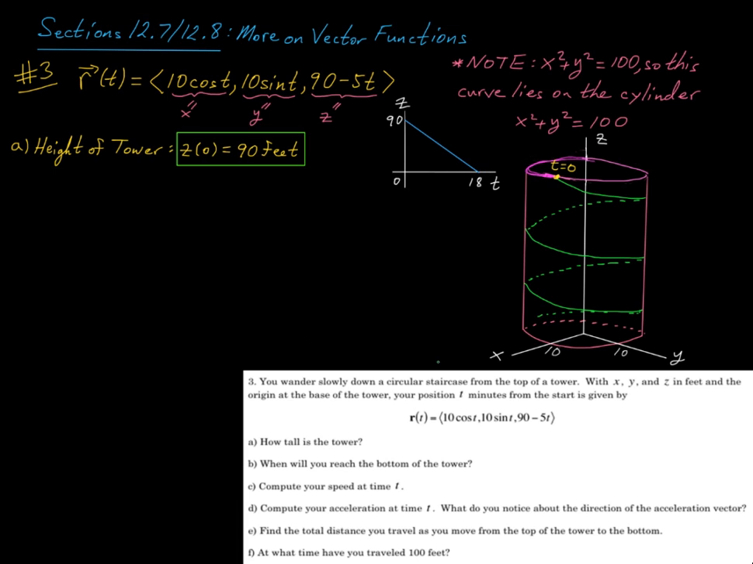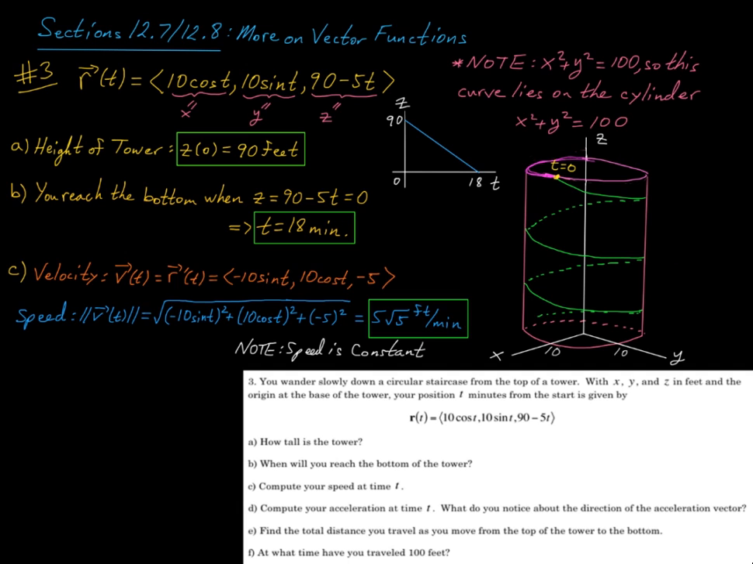How about B? When will you reach the bottom of the tower? That's going to happen, again, when you reach the xy plane. So that's when z, which is 90 minus 5t, is 0. So that'll happen 18 minutes after you start walking. How about part C? It says compute your speed at time t.